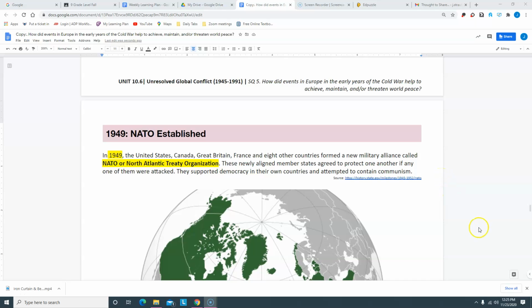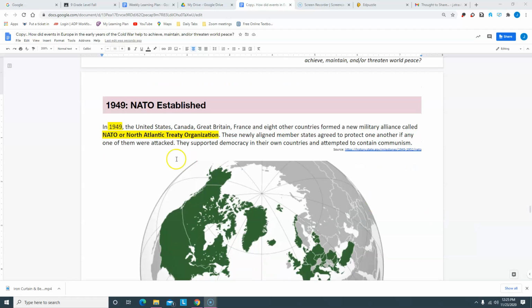All right, hello again, and this is our next installment of our Cold War unit. This is lesson 4. We're going to talk about two organizations for the sake of alliance. In 1949, NATO is established.